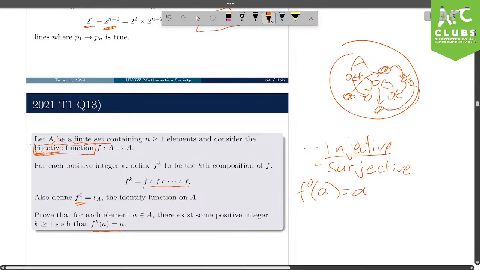And the issue with this is that this sort of goes against f being a bijective function. Specifically, f is injective. We can't have f of a equal to f of b and a not equal to b. Cool. So we've diagrammatically proved this question, but you might want to do this a bit more rigorously.